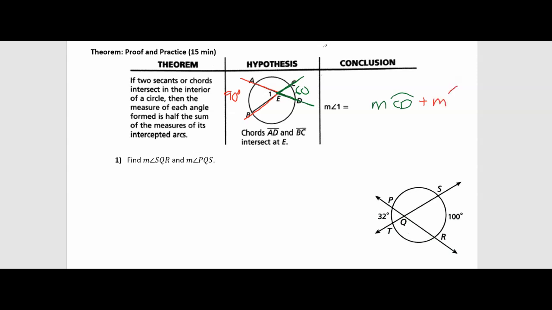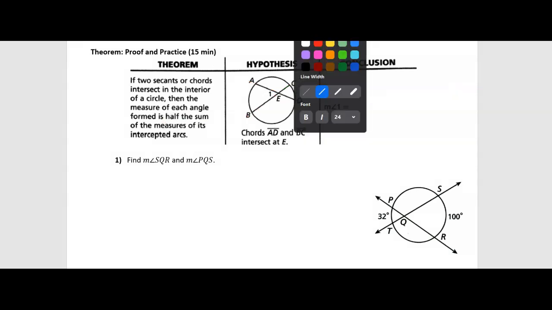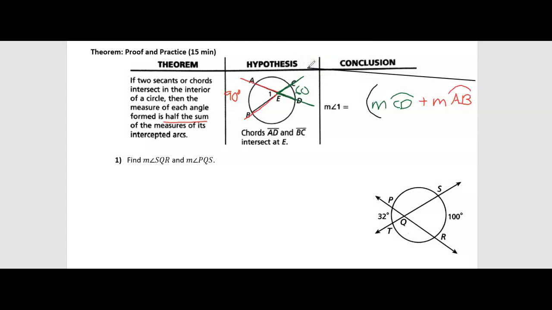Plus the measurement of arc AB. Now it's not just the sum of those, it is half the sum. So I add those together and I multiply by 1/2. That's how we find an angle where the vertex is inside the circle but not the center of the circle.